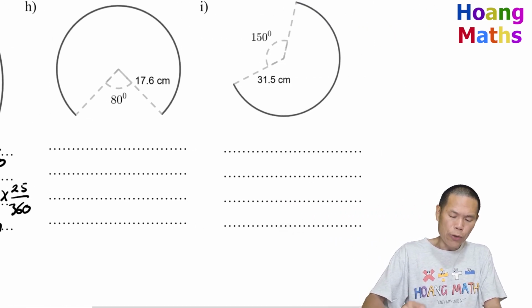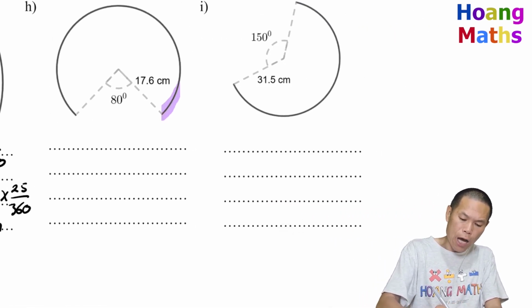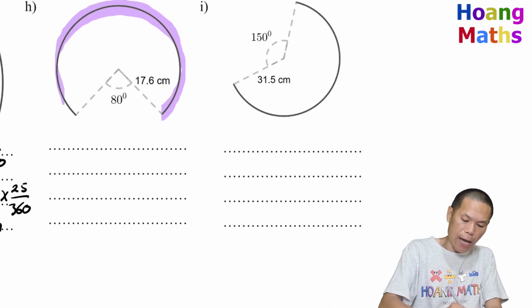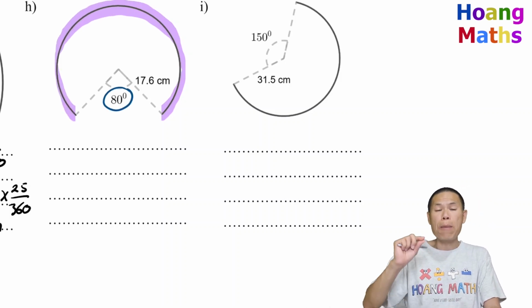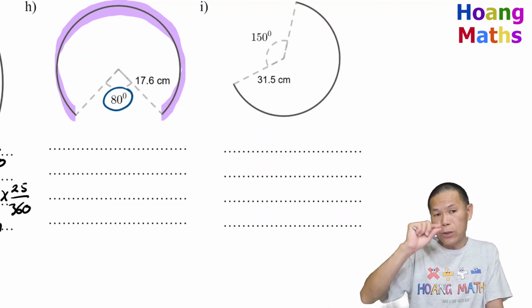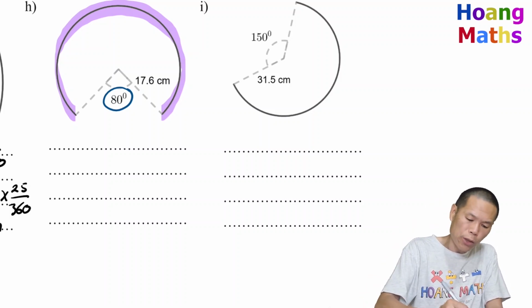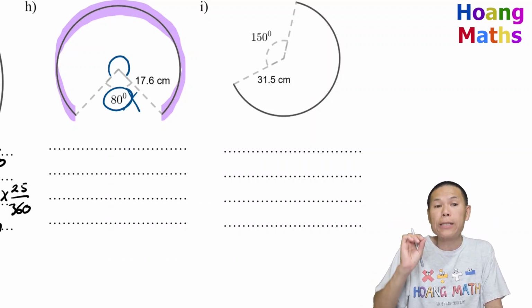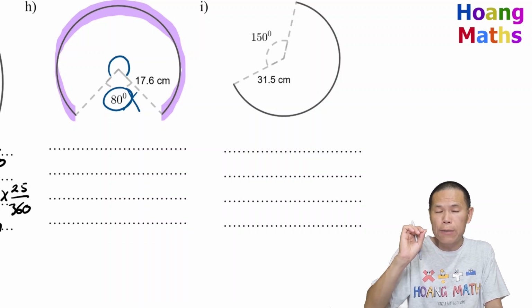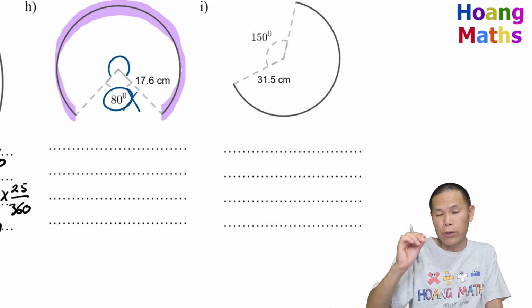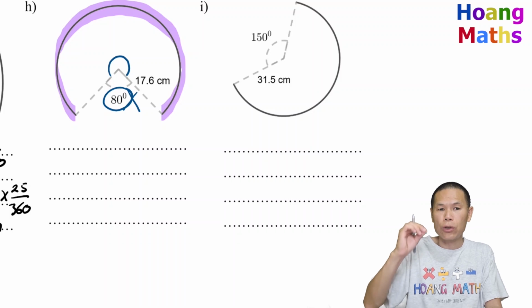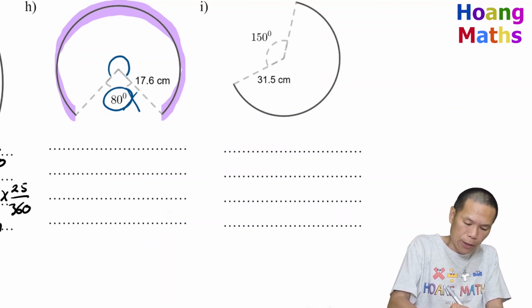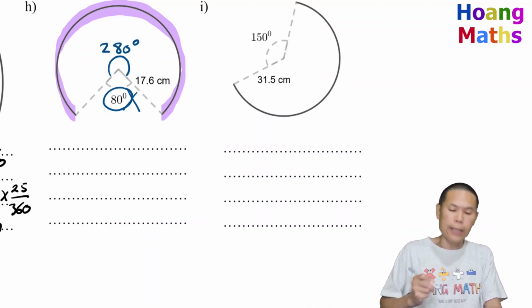H. So we need to work out the arc length of this. So this is the major arc, if you like, and we know that this is 80 degrees. Remember, a whole circle is 360 degrees, and we need to work out this angle here, not this 80 degrees. So therefore 360 minus 80 degrees. 360 minus 60 is 300, we need to minus another 20, so therefore 280. So 280 degrees is inside.